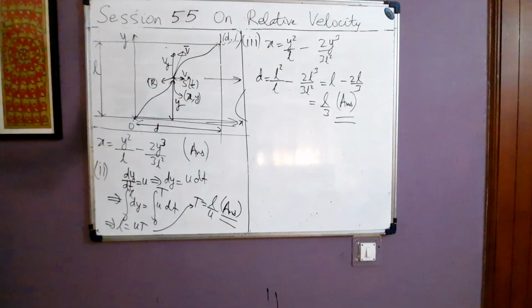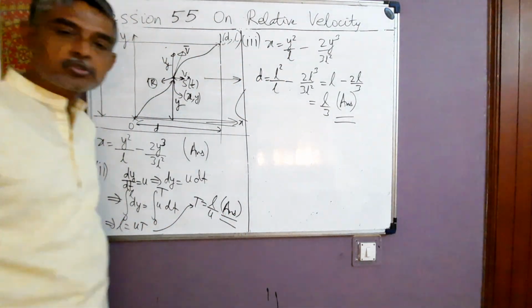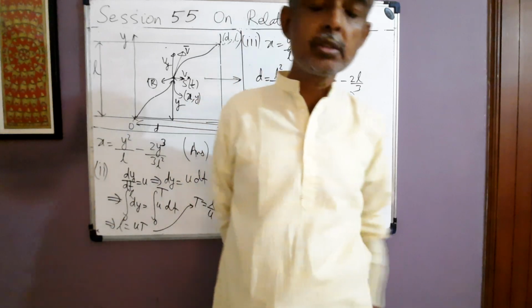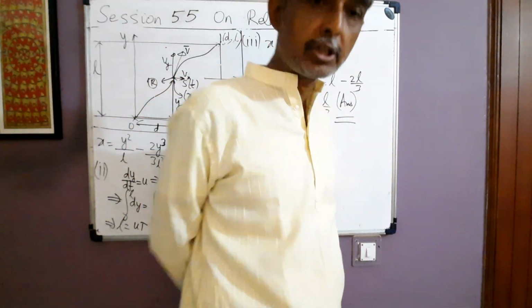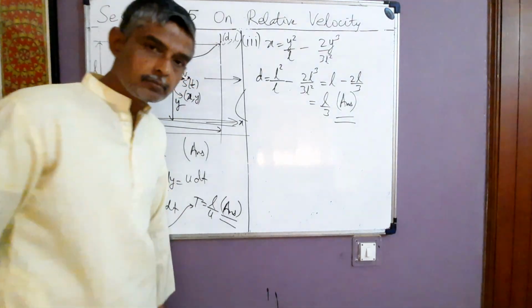So in this problem I demonstrated how to deal with questions in which the flow velocity of the river is not uniform but varies from location to location. I hope it is clear.